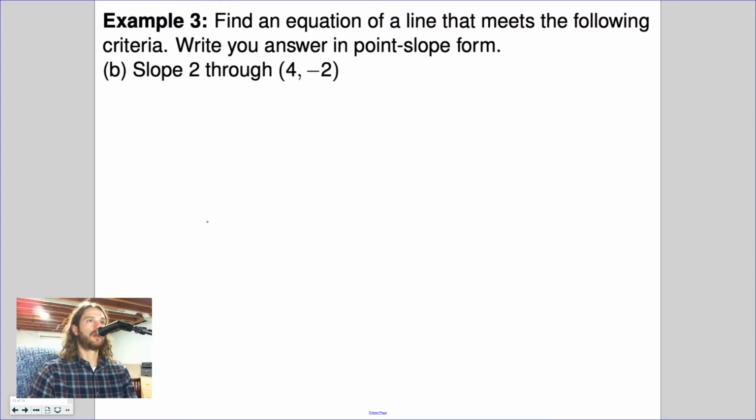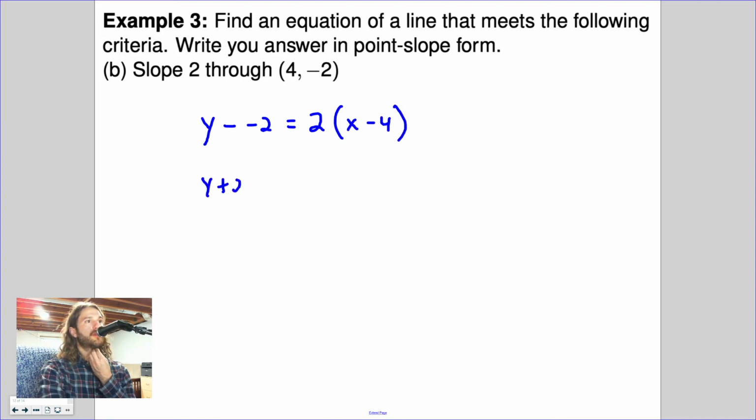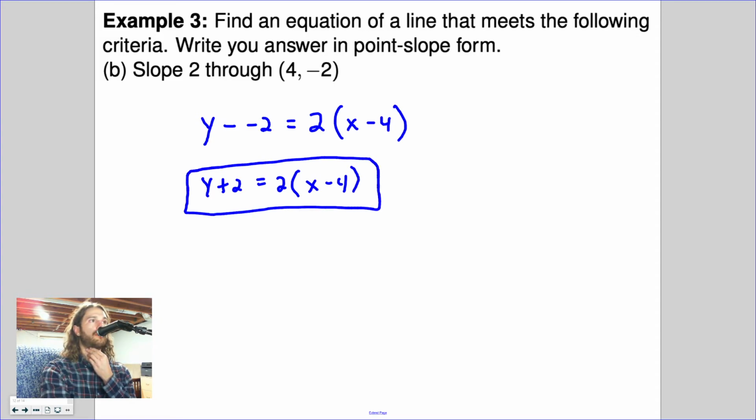It's beautiful. Okay, you guys try this one. I'm changing colors. Here we go. You're going to do y minus -2 equals 2 times x minus 4, which simplified is y plus 2 equals 2 times x minus 4. And it says point slope form, so we are done at this point here.